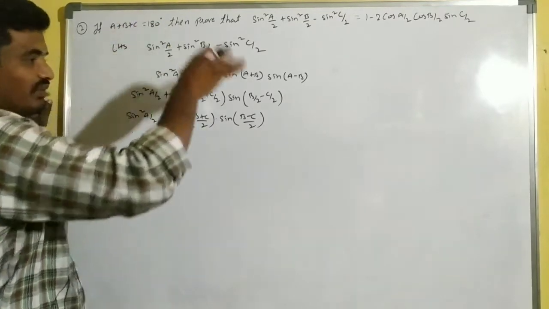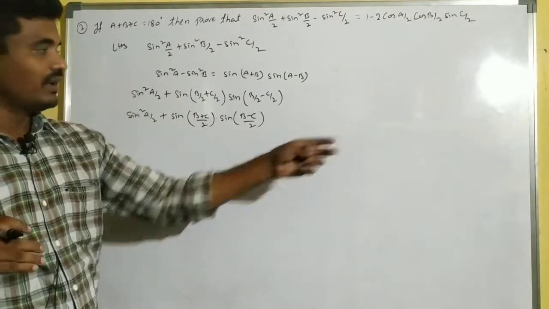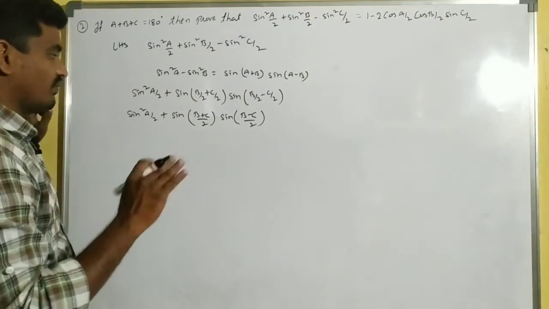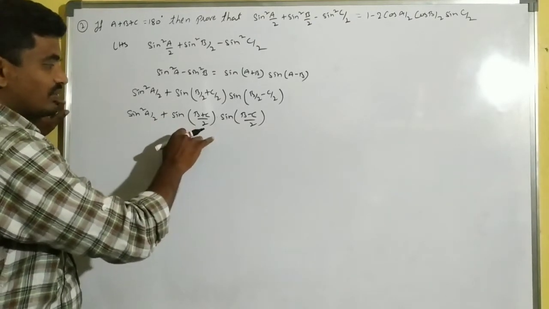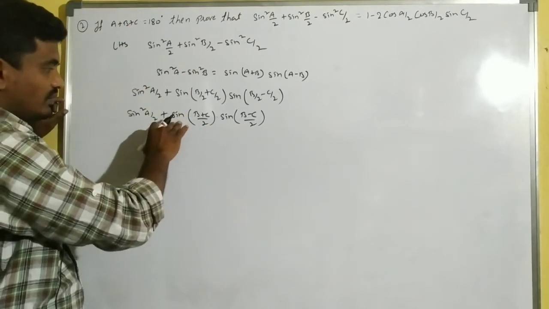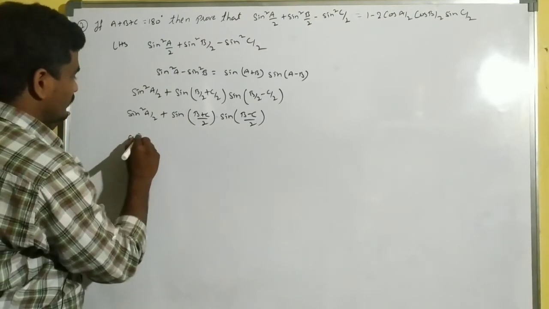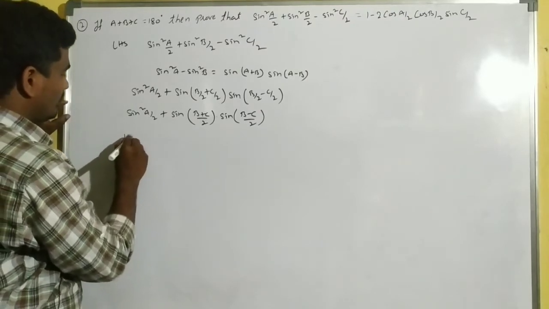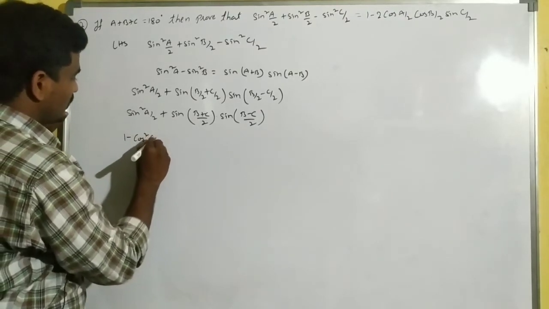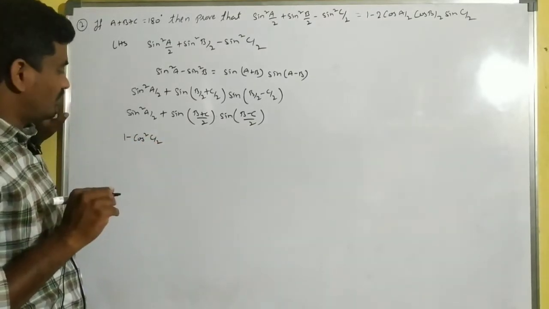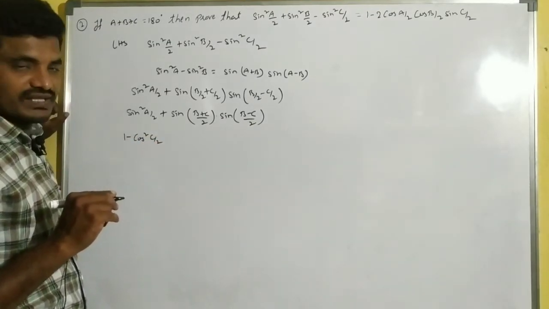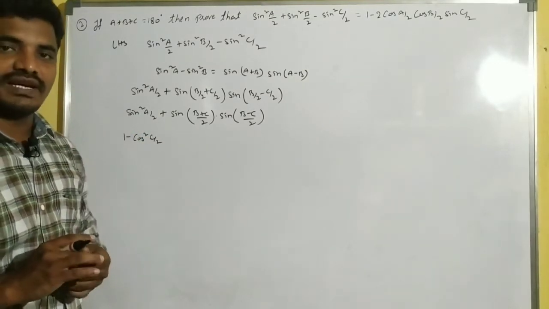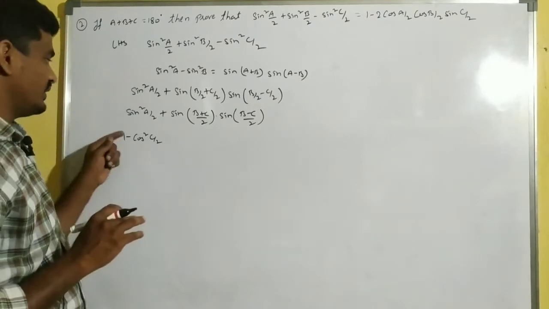When I use this form, in the first question I have explained sin of a plus b or b plus c, how that formula was formed. Sin b plus c by 2, that we can write sin square a by 2. This I am going to write 1 minus cos square c by 2, because here I am going to use the identity sin square theta plus cos square theta equals 1. That identity I have used here.